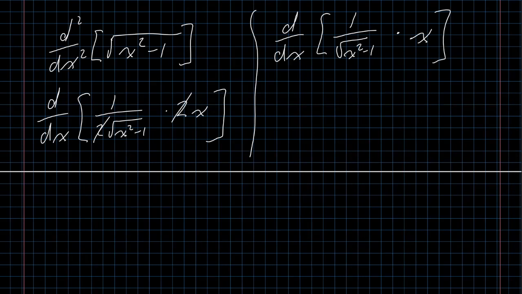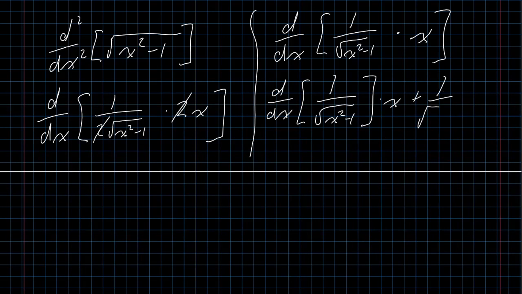This is a product. We're going to have the derivative of 1 over the square root of x squared minus 1 times x, plus 1 over the square root of x squared minus 1 times the derivative of x. Derivative of x is just 1. That's nice and easy to deal with. This is a bit of a mess.